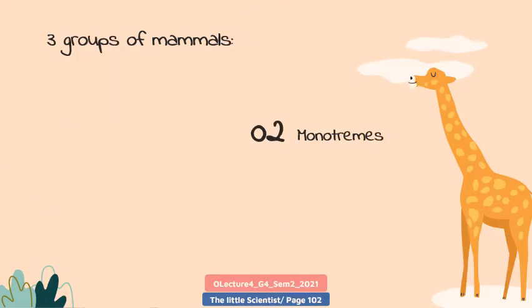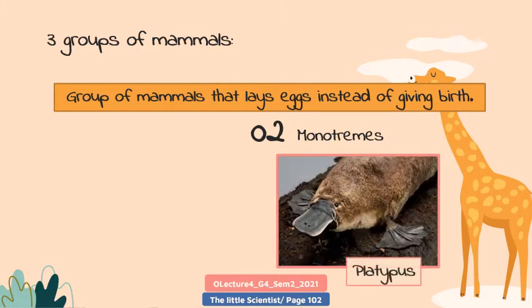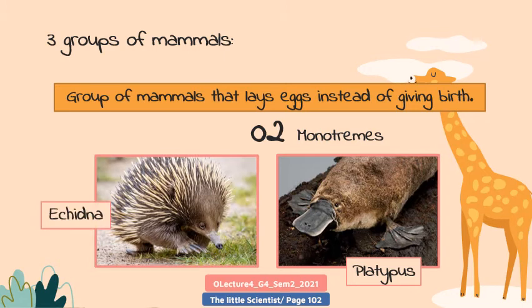What about the monotremes group? They are defined as the egg-laying mammals. So monotremes are egg-laying mammals and they include the duck-billed platypus and the echidna. These animals, the platypus and the echidna, are mammals. They are covered with fur, they feed their babies milk, they are warm-blooded, but the only difference between monotremes and placental mammals is that placental mammals are viviparous, they give birth to young, but monotremes are mammals that lay eggs.